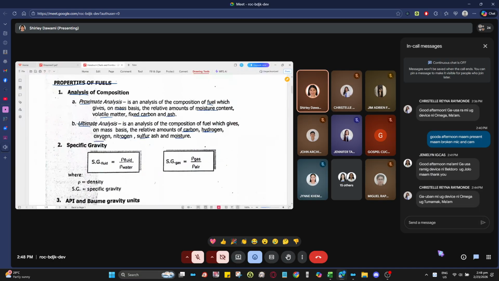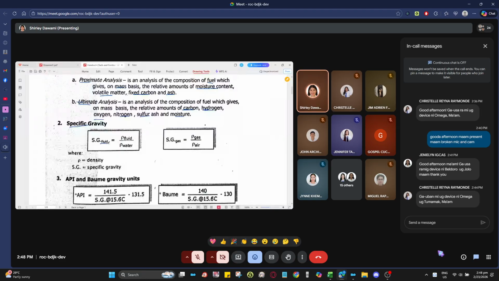Okay. Next property is the specific gravity. So for fluid, that is the density of the fluid divided by the density of water. For gas, that is the density of gas divided by the density of air.